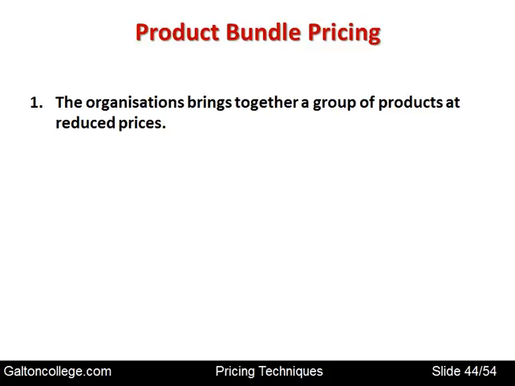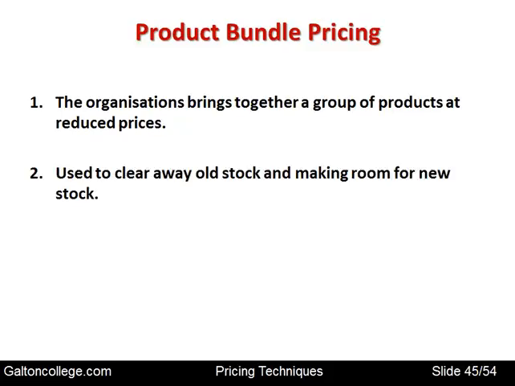Product bundle pricing. The organizations bring together a group of products at reduced price. So the company brings together a group of products at reduced prices. Let's say we wanted to buy a CD player. The seller might throw in some CDs to get started. In fact, the CDs are old and perhaps out of date, but we feel like we're getting a bargain. We feel like we've got something for nothing. So it was a good deal.